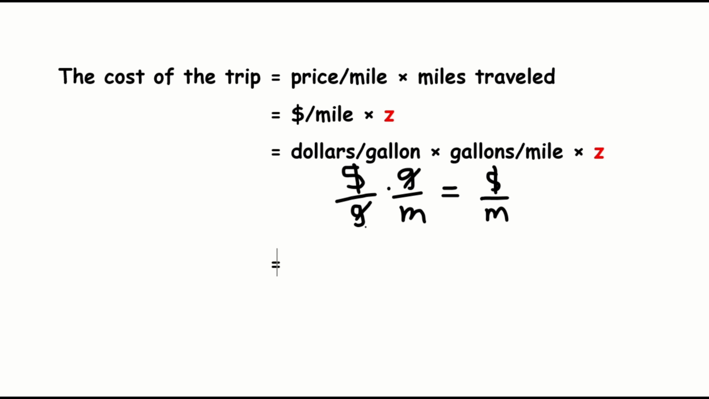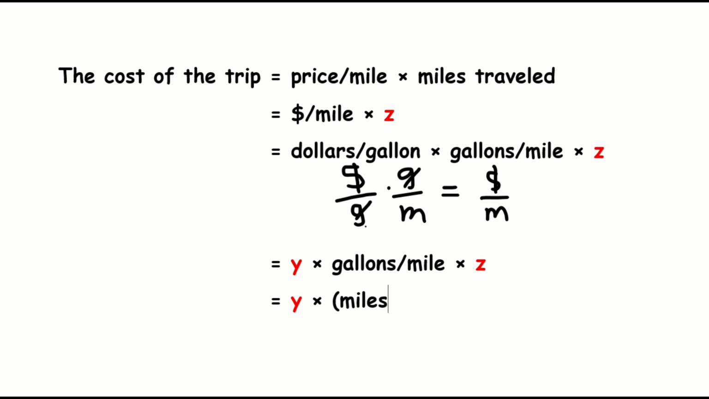Now, what is the point of doing that? Well, we were told earlier that the dollars per gallon is equal to Y. So we now have Y times the gallons per mile times Z. So the only thing we still have to find is the gallons per mile.